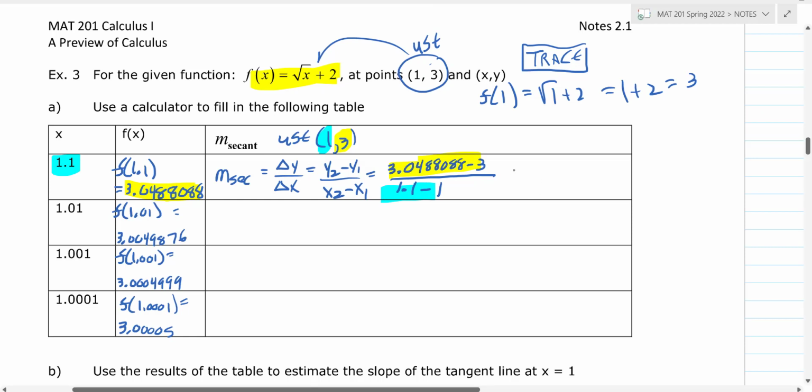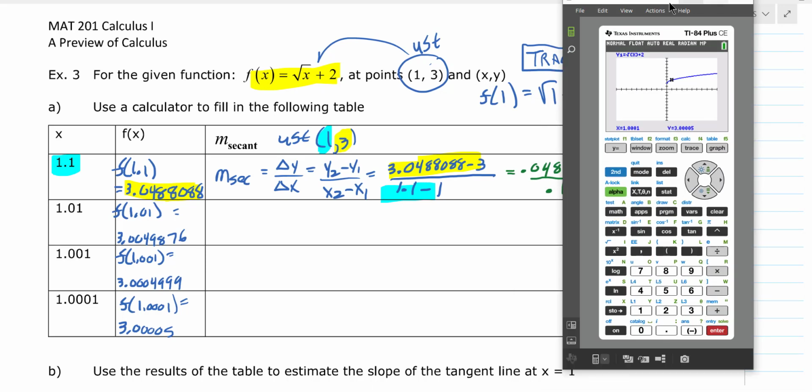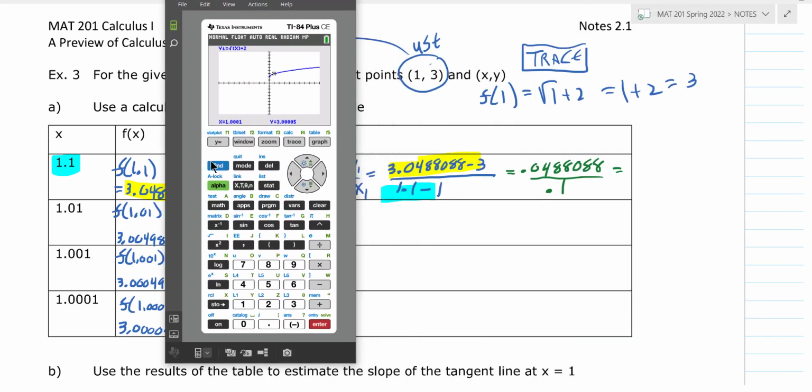Okay, then I can do this on the calculator, or you can do this in your head. That's just going to be 0.0488088 over 0.1. Then we're going to go ahead and go to the calculator if you need to. Now, when you divide by 0.1, it just moves the decimal over. So when you're doing this in your homework, you can save a lot of time if you know basic things. So let me show you what I mean by that.